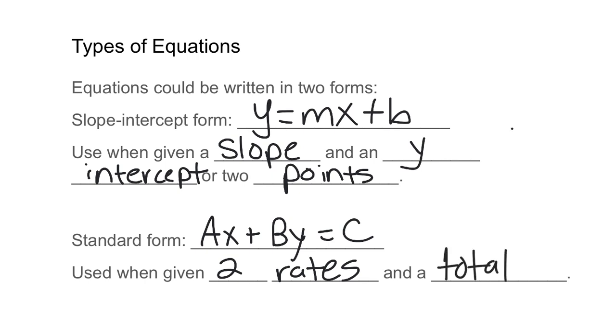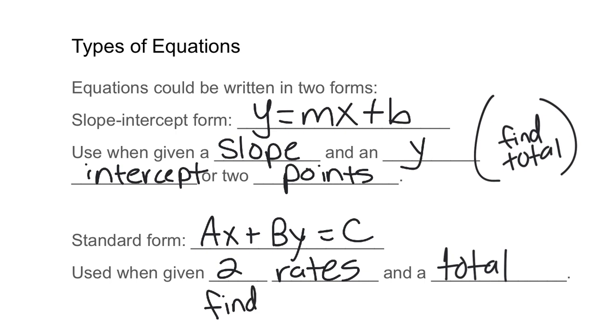So if the question asks you to find a total, then you're probably writing one in slope-intercept form. If the question asks you to find the parts, then you're probably writing in standard form. Not always, but usually. It's an easy way to give yourself a hint of what you're trying to do here. So if you're finding the parts, you're writing in standard form. If you're finding a total, one of your variables is going to be your total, then you're going to be writing in slope-intercept form.